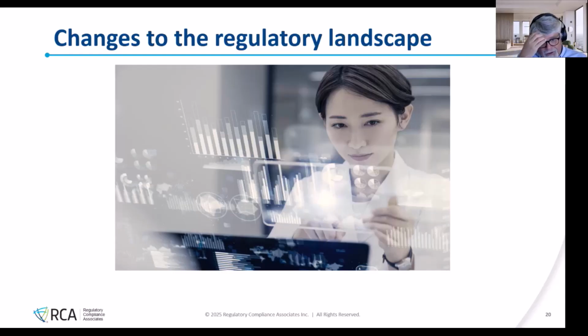There have been some interesting changes that have occurred. I've been in this business for a long time, and sometimes there's nothing happening, and all of a sudden the dam breaks and everything's happening. It's kind of interesting. Anyway, the regulatory landscape, looking at the world from a regulatory perspective, and this is regulatory from a medical device perspective.